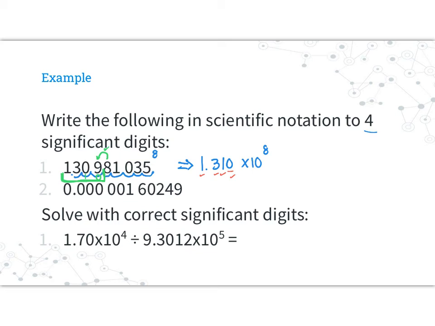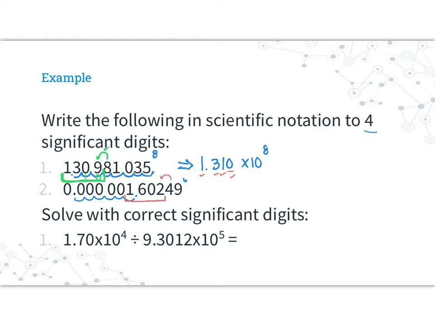My second example here, the decimal place is here. I need to move it between the first and the second value in our actual number. So 1, 2, 3, 4, 5, 6. I move the decimal place 6 times. Let's decide what number we're going to represent. We need to keep the first 4 numbers.